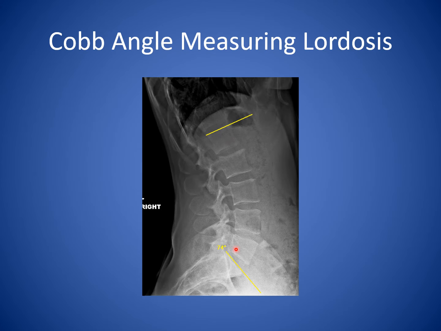You can measure the lordosis of the lumbar spine through the Cobb angle too. Again, L1 and the sacrum. Normal is 40 to 60 to 65 degrees. Here is 74, so a slight increased lordosis.